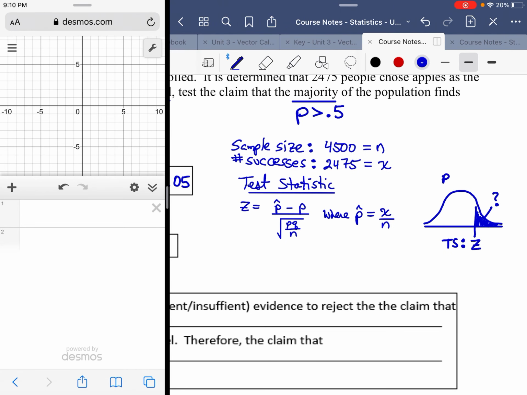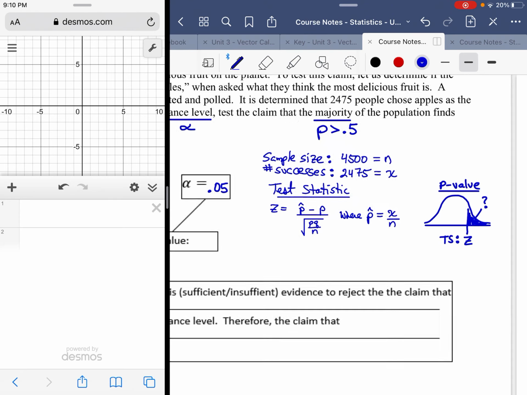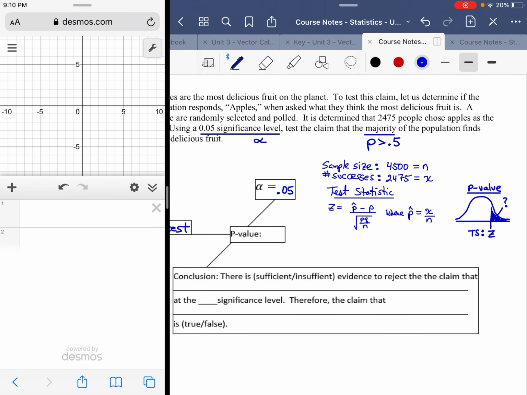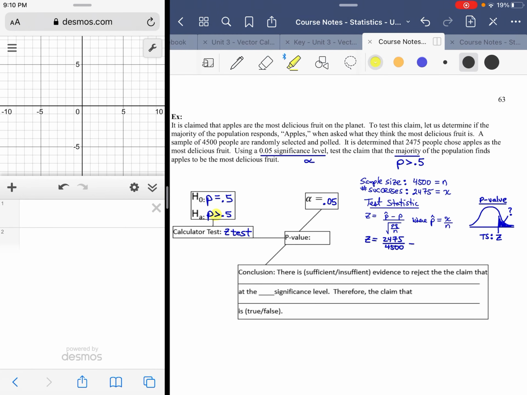So that's where Desmos comes into play. What we're going to do is first compute the test statistic itself, and then find the area to the right. In computing the test statistic, it's going to be Z equals the X value divided by the N value, 2475 over 4,500, minus that p-value. We always go with the assumed p-value.